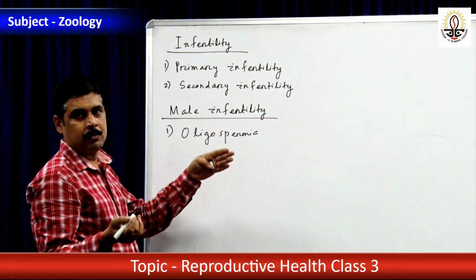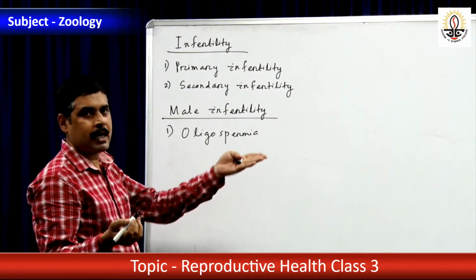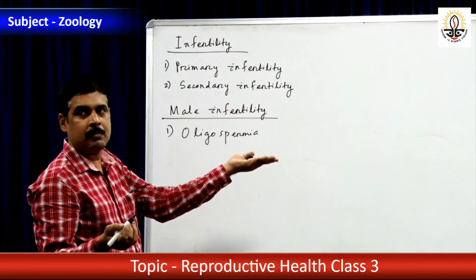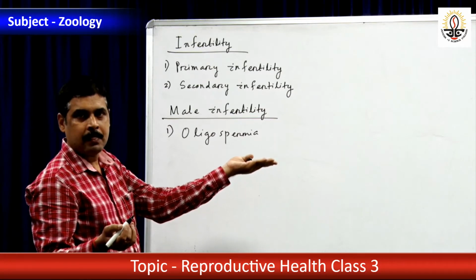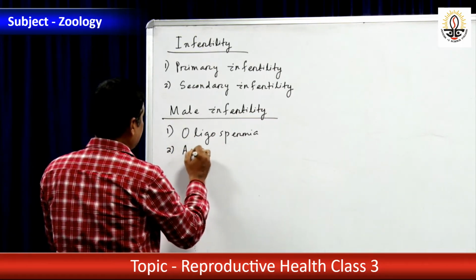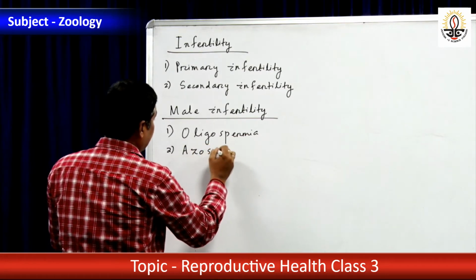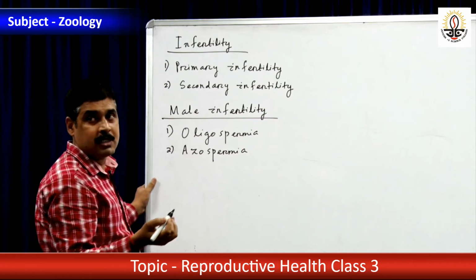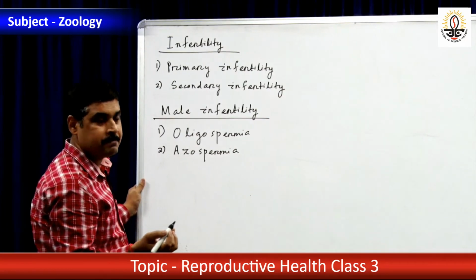Oligo means few. The semen has few sperm, so they cannot fertilize the ovum. By chance they die, and fertilization breaks. That is called oligospermia. Second one I can say azoospermia. Azoospermia means the semen is not having sperm, that is called azoospermia.